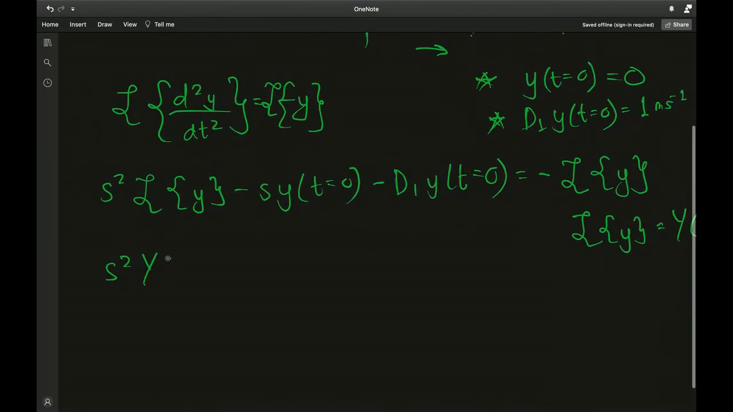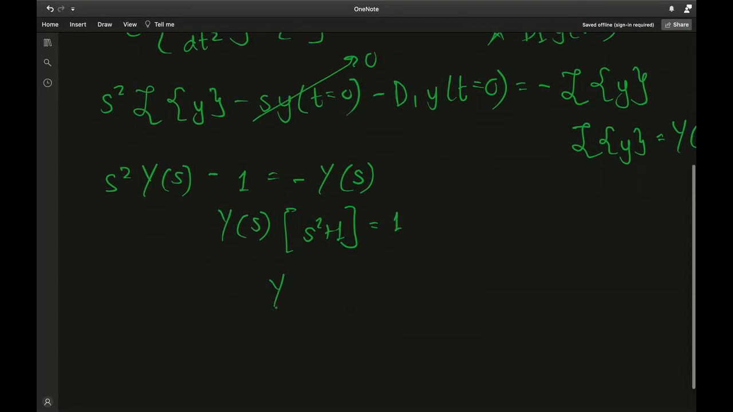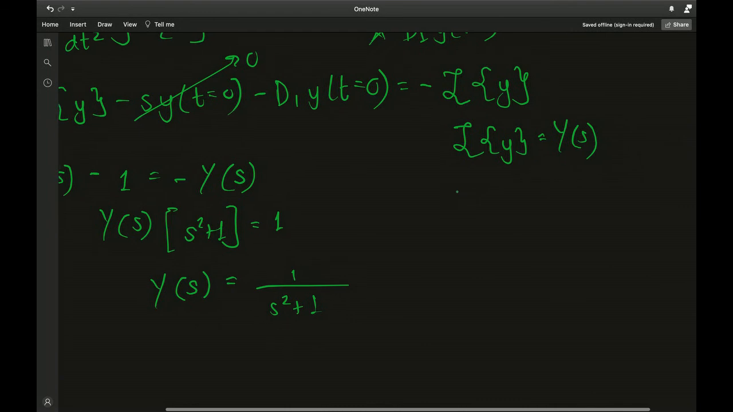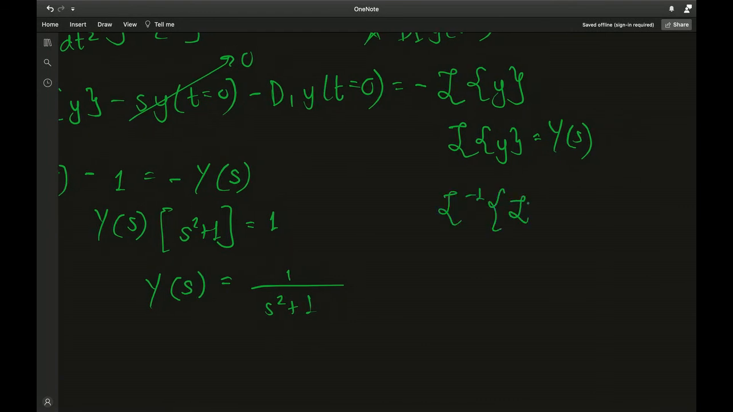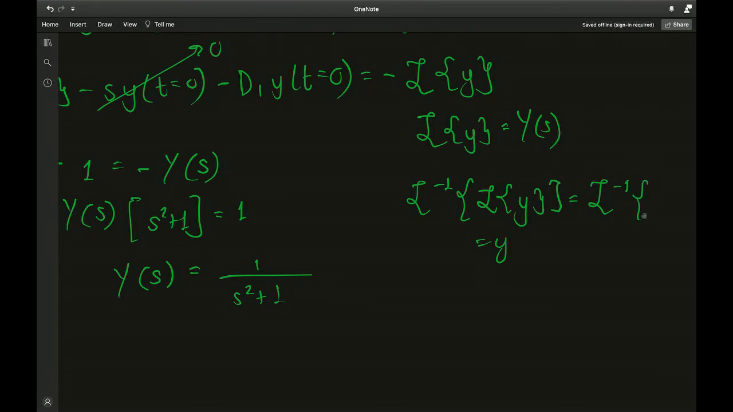So we have s squared Y of s. This will go to 0 because of the first constraint, minus this will become 1 because of the second constraint, is equal to negative Y of s. Now rearranging some terms, we get Y of s times s squared plus 1 is equal to 1. So Y of s equals 1 over s squared plus 1. Y of s was Laplace of y. So if we take inverse Laplace on both sides, we're just going to get y. So we need to take the inverse Laplace of capital Y of s.